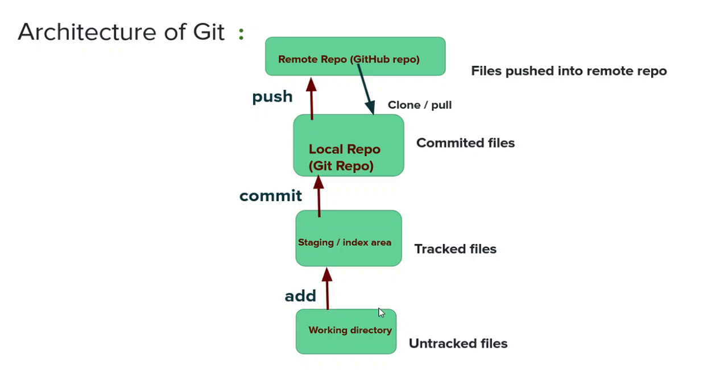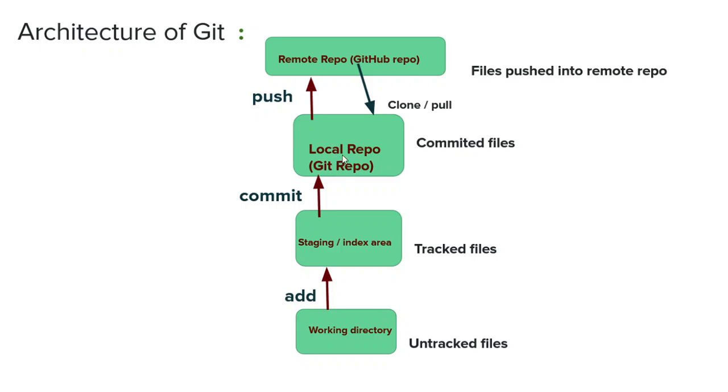From the working directory, how can we add the file into the staging area? By using the add command. By using the git add command, we can move all the files from the working directory to the staging area or index area, which basically acts as a snapshot of the working directory. Once you are satisfied with the changes in the staging area, then we can commit those files to the local repository. This is basically a Git repository.